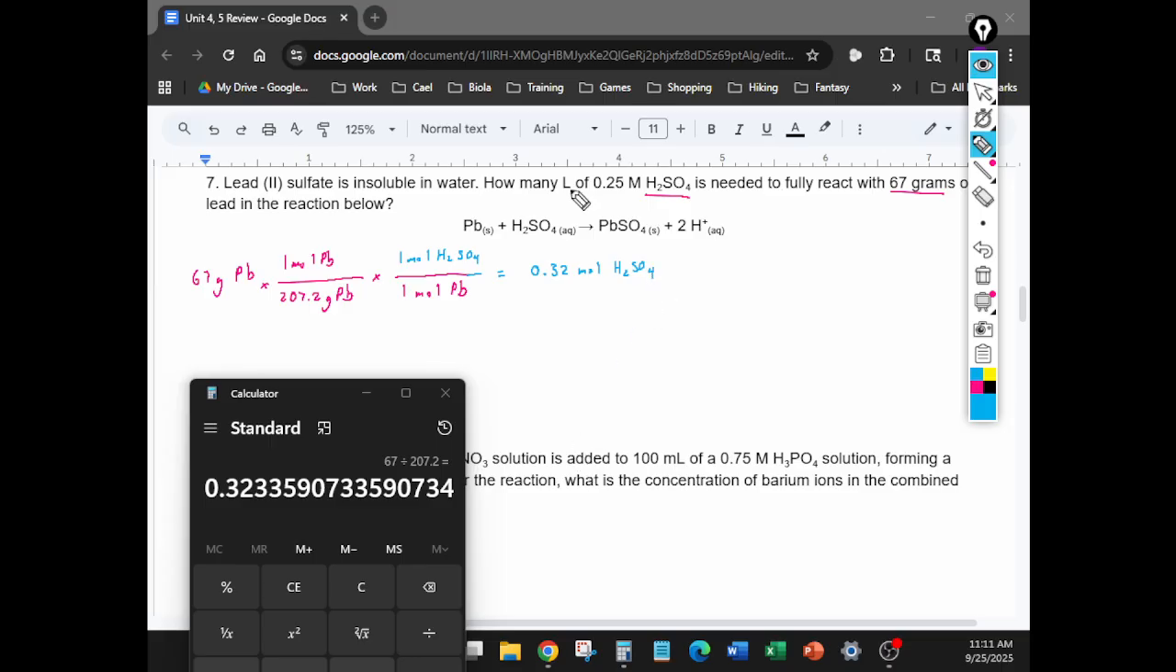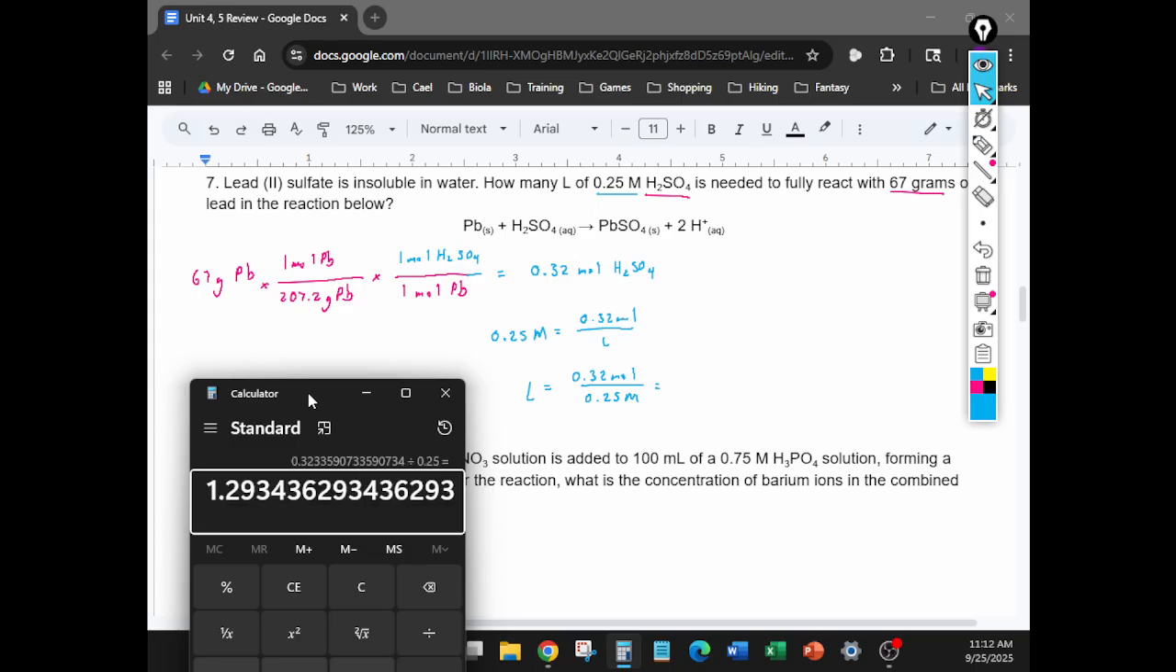Now, we're not looking for the moles. We want to find the liters because we have the molarity of the solution we are working with. So 0.25 molarity is equal to 0.32 moles divided by liters. If you do the math, the liters are going to equal 0.32 moles divided by 0.25 molarity. So you get about 1.29 liters.